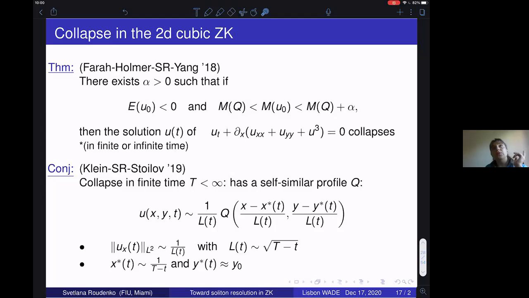This situation changes if you go to the L2 supercritical, so the blow up happens at a finite location. But okay, so what else do we see? We see that L of t is square root of T minus t. So that is the blow up rate, how it happens in the ZK, a square root of T minus t. I should have mentioned that the description of the blow up in gKdV, similar to this, again close to the mass of the soliton, was done in a series of papers, I guess around 2014-15 by Raphael, Martel, and Merle.